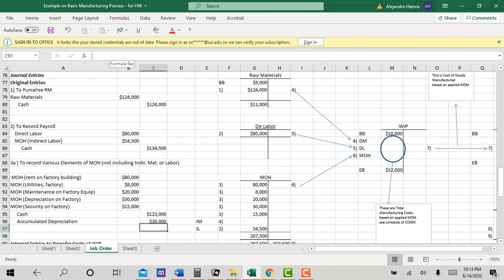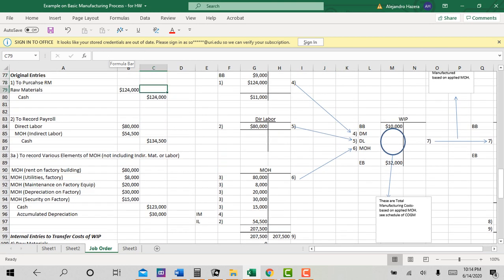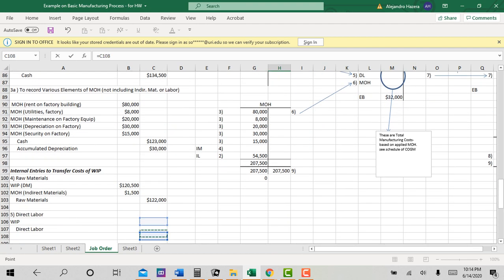Okay, so here's what's going to happen in entry 4. You notice you have a credit to raw materials for 122. I'm going to go ahead and do that credit right there. So there's a credit to raw materials here for 122.